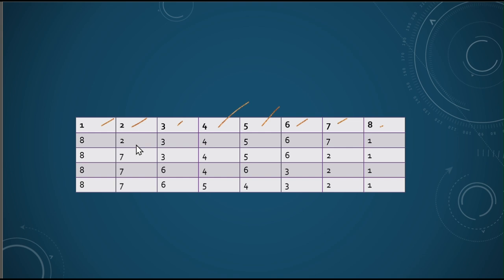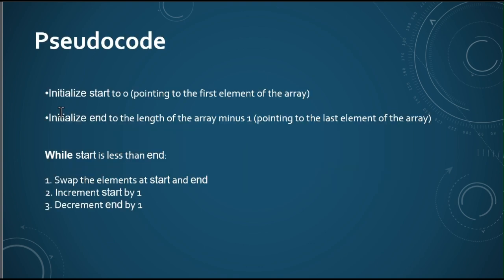You can understand very well with the help of pseudocode. Here we have the pseudocode. First we need to initialize the start variable to 0, pointing to the first element of the array. Then we need to initialize end to the length of the array minus 1, because the array index starts from 0. So the end variable points to the last element of the array.